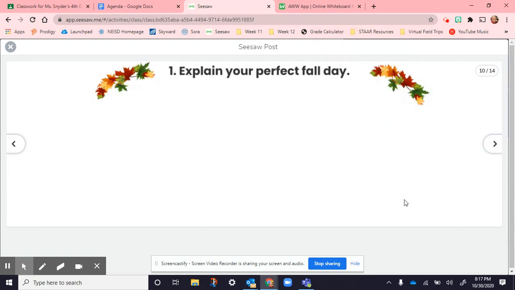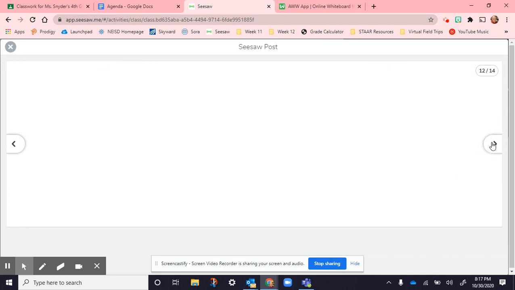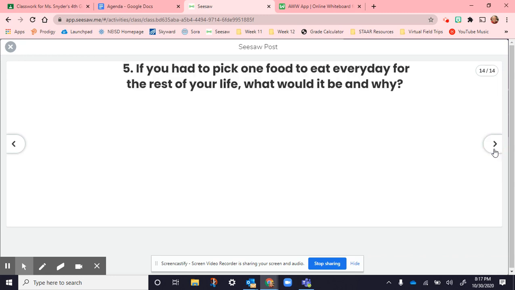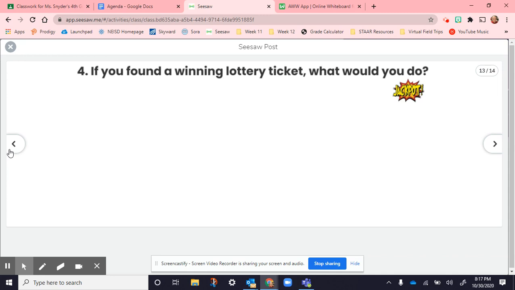On the next page, there's one, two, three, four, and five. So I wanted students to pick one of these choices. Let's say they pick number four. Then they're going to go with one of the types of introductions that we learned. If they pick question, they could start off with a similar question to what it's asking you. If you found a winning lottery ticket, what would you do?